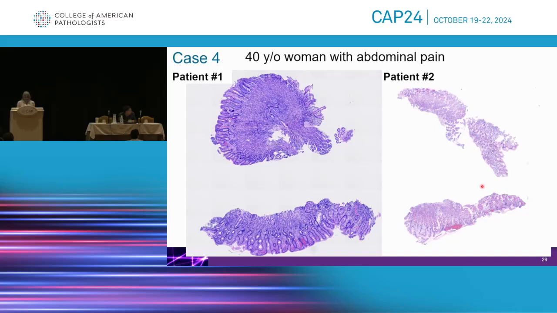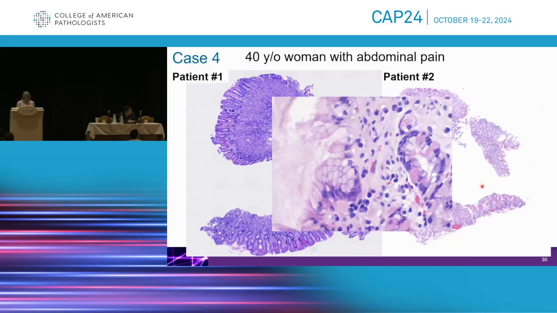But these are 2 cases that exemplify some of the challenges we face in making a diagnosis of H. pylori. So actually in both of these cases, if you go higher power, you can appreciate the classic appearance of these comma-shaped, about 4-micron H. pylori organisms that are loosely associated with the epithelial surface and floating out into the mucin, and they're abundant in both these cases.